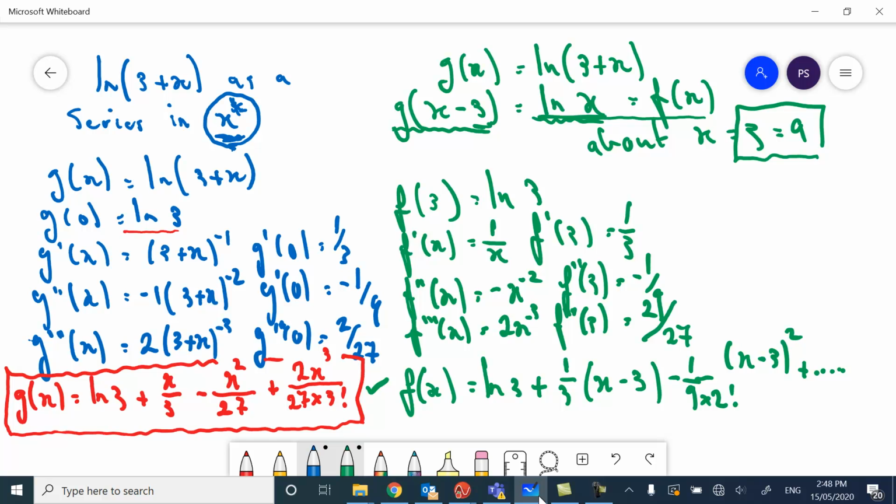Okay, you'll probably say, oh, but Mr. Stewart, hang on, that doesn't look really like what I had before, because it's really not in powers of x. Well, of course, because this is f of x. It's not f of 3 plus x.